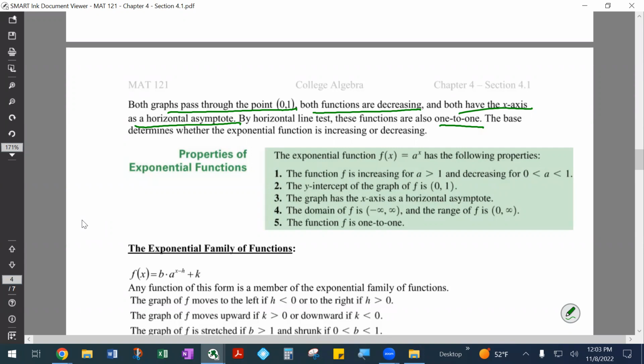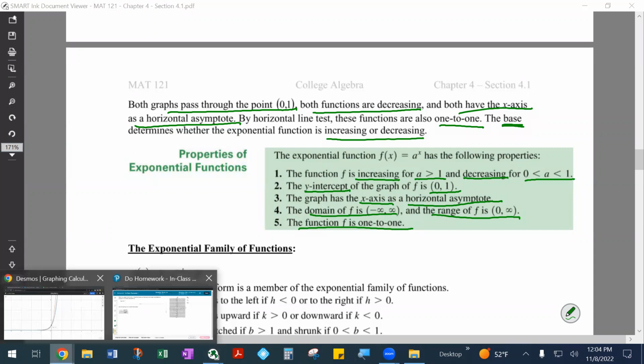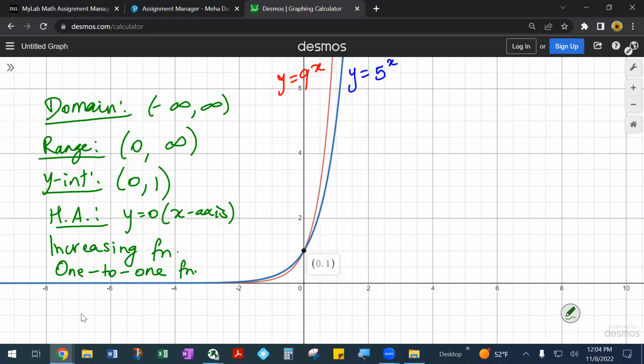So based on what your base is, your function will either be increasing or decreasing. So you will see here, when your base is greater than 1, the function is increasing. When the base is between 0 and 1, your function is decreasing. Both types of functions will have a y-intercept at 0, 1. Both types of graph have a horizontal asymptote at the x-axis. You can see the domain and range. And then both types of functions are 1 to 1. So we can actually show that right over here.